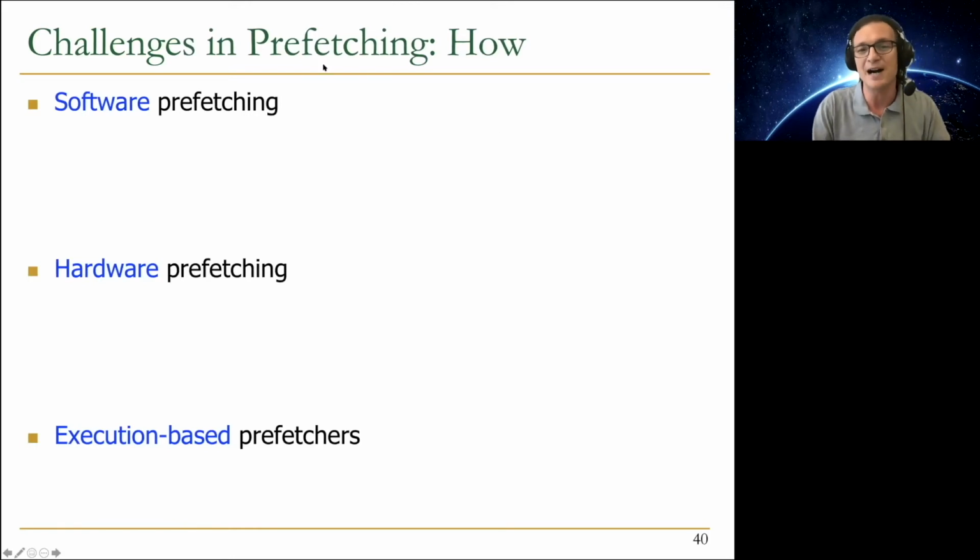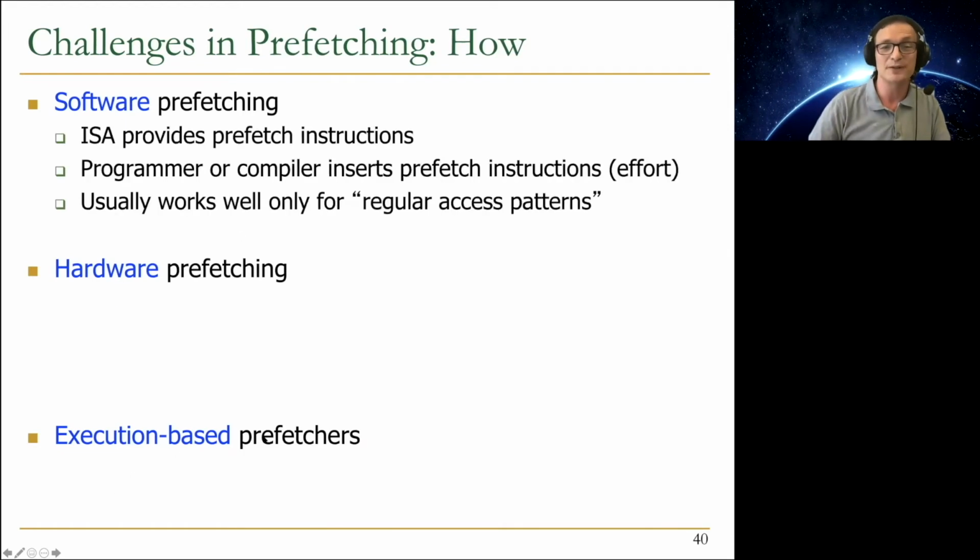So this is the how part. Basically, how do you do the prefetching? Here we consider 3 types of prefetching: software, hardware, and execution-based. So software, for example, the instruction set architecture can provide prefetch instructions. In x86, for example, there are special prefetch instructions. Many ISAs have this. And the programmer or compiler inserts these prefetch instructions at appropriate places in the code, such that the data is fetched before a load needs that data.